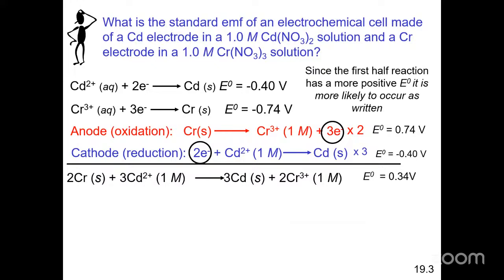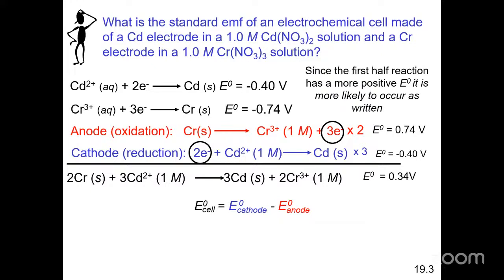All right? Another way of doing this is simply using this equation that we saw before. The standard EMF of the cell is equal to the standard EMF of the cathode minus the standard EMF of the anode. So in order to use this equation, you have to identify which is which: which half cell is the cathode, and which half cell is the anode.